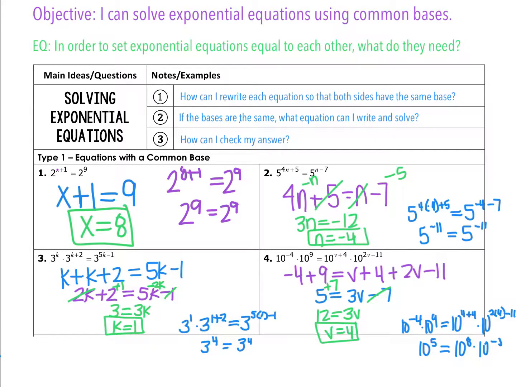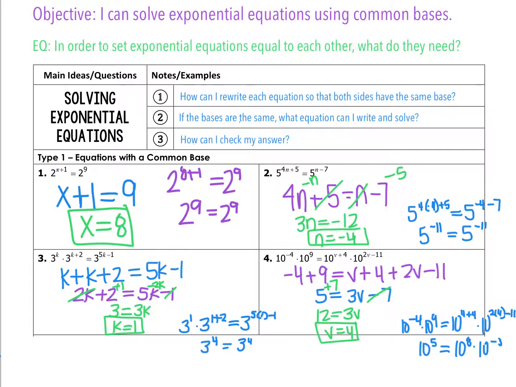All right, so hopefully you found that the equation that you can write is negative 4 plus 9 equals v plus 4 plus 2v minus 11. So when I solved that out, I ended up with v equals 4. And when I go back and check it, I can see that 10 to the negative 4 times 10 to the 9th is the same as 10 to the 5th.